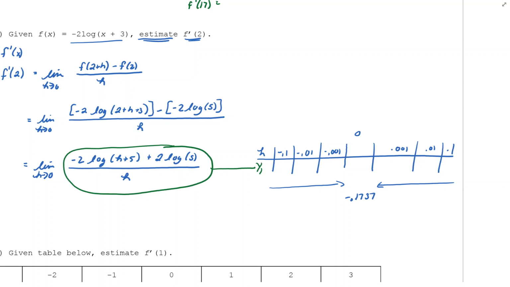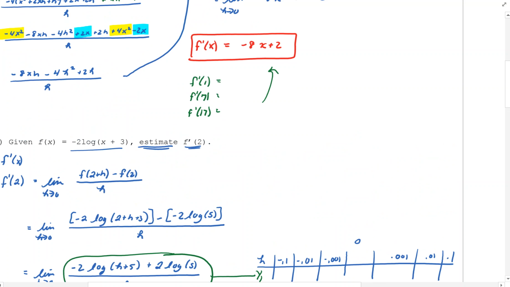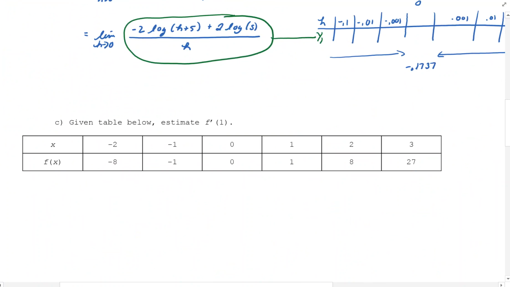So for this non-polynomial function, we have to just go ahead and plug in the value, the 2, so f at 2 plus h minus f at 2, because it's not going to fall apart nicely for us like the one above did.